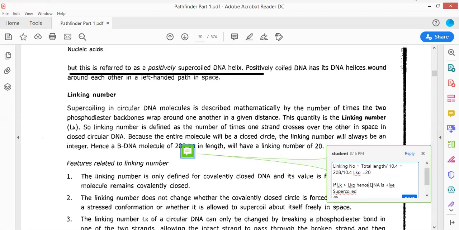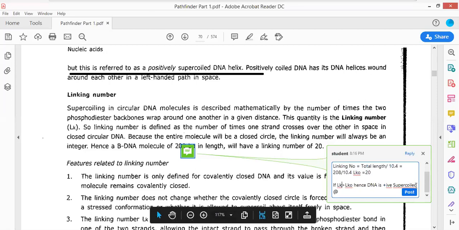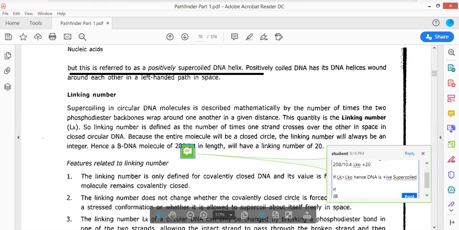No, it's not coming in a single line. DNA is positively supercoiled. Now if you take another example, if the LK value for any DNA is less than LK naught, then the DNA is said to be, hence, negatively supercoiled.